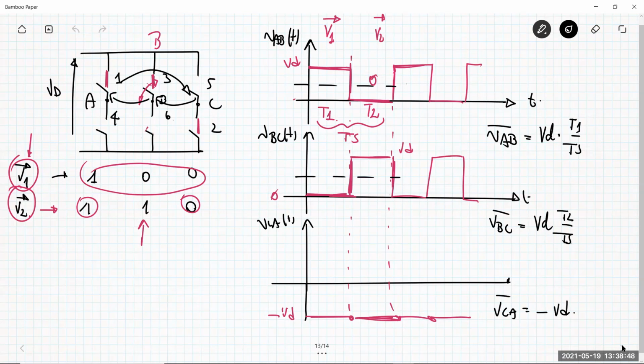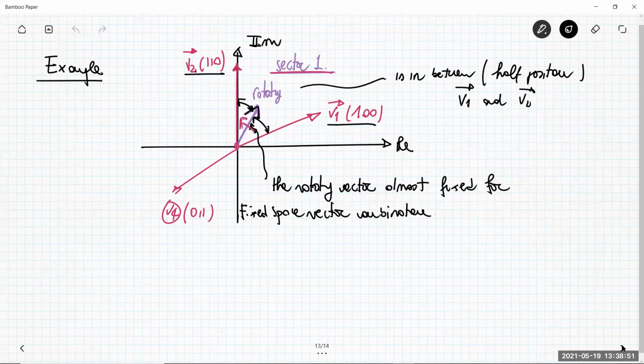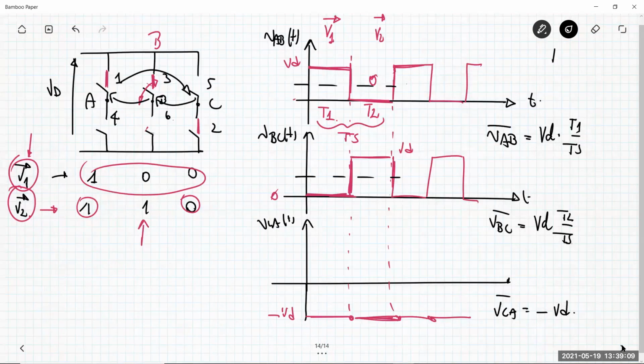Since my idea is to use V1 and V2, these two specific combinations of the switch, to synthesize a vector which is exactly at half, say, this angle, 30 degrees from V1 and 30 degrees from V2, exactly in between, intuitively it means that I have to choose T1 equal to T2. If the two time intervals in which I apply the space vector V1 and the space vector V2 are the same, it means that this average value is VD half and this is VD half. And why is this negative VD?